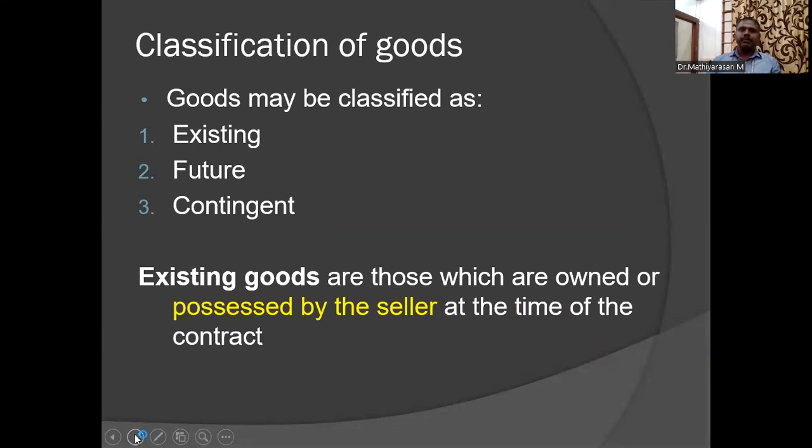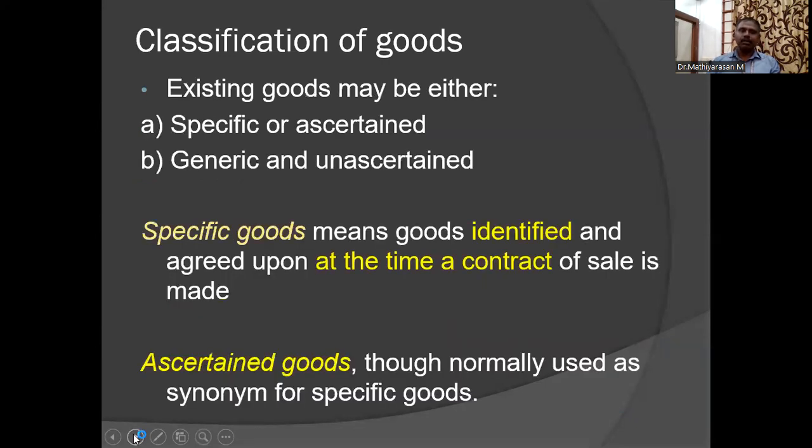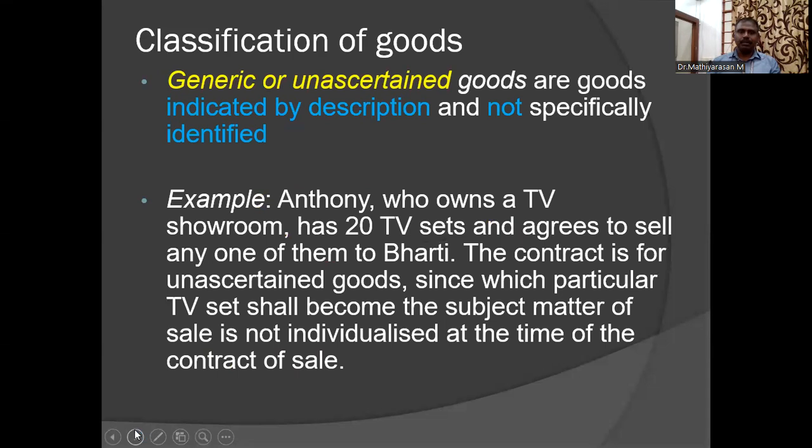Classification of goods. Goods may be classified as existing, future, and contingent. Existing goods are those which are owned or possessed by the seller at the time of the contract. This is again classified into specific goods and generic goods. Specific goods means goods identified and agreed upon at the time the contract of sale is made. Generic goods, though normally used as a synonym for specific goods, are goods indicated by description and not specifically identified.